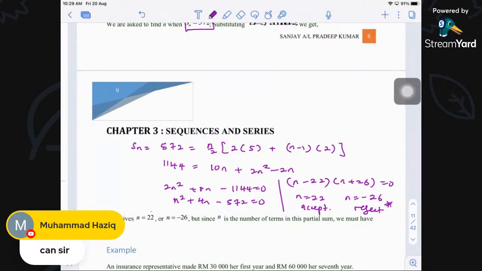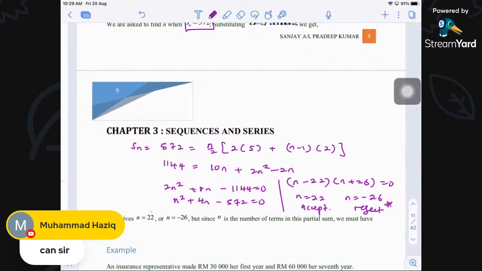Arithmetic sequence cannot be negative. Not only geometric sequence; no. N in geometric and arithmetic both cannot be negative. Why can n in geometric and arithmetic not be negative? Why? I told you last week, in the Monday lecture. Anybody? Because it is a term.